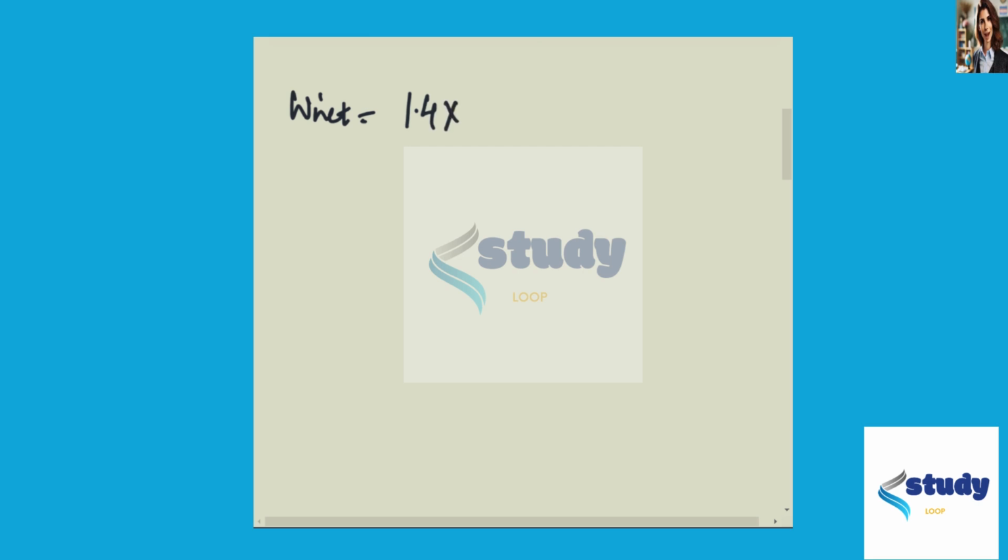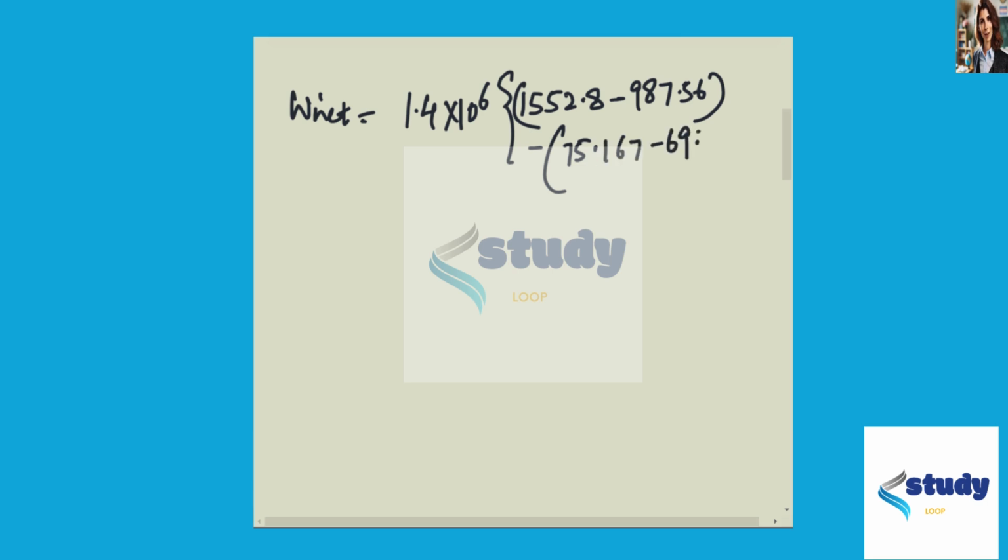1.4 into 10 raised to the power 6, times (1552.8 minus 987.56 minus 75.167 minus 69.74). We get the net work done equal to 78.37 into 10 raised to the power 7 BTU per hour.